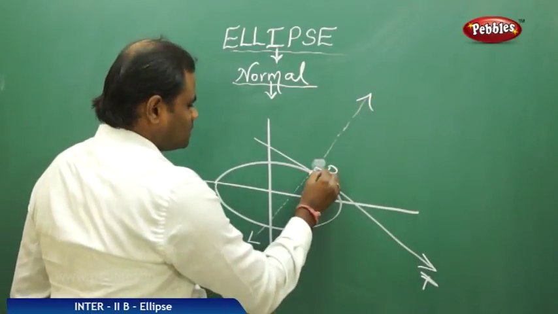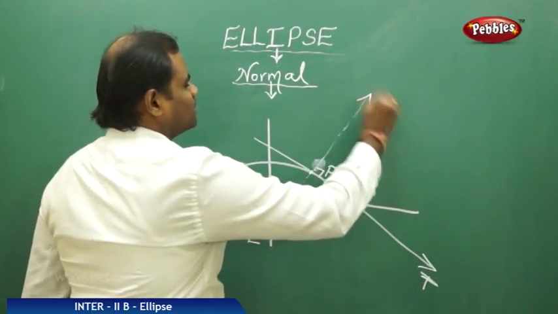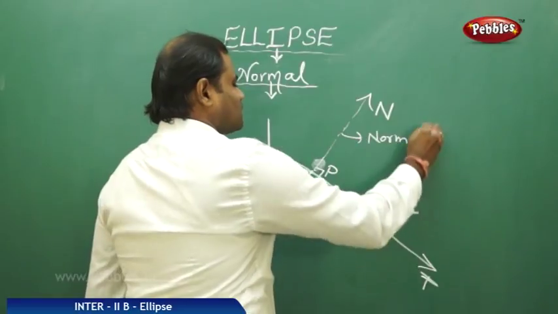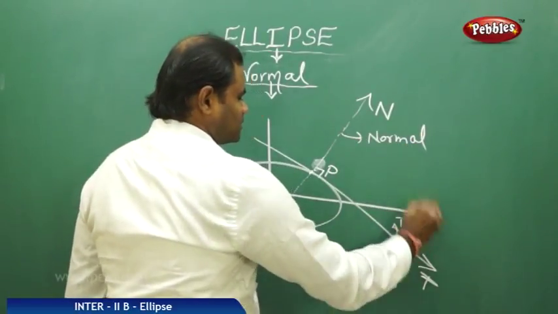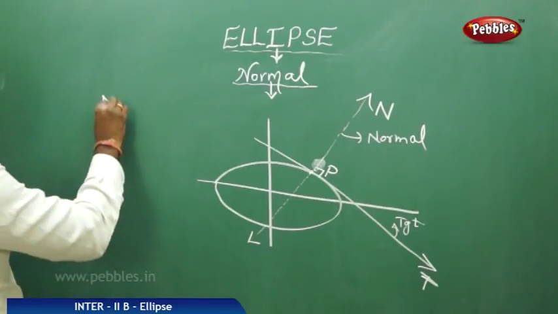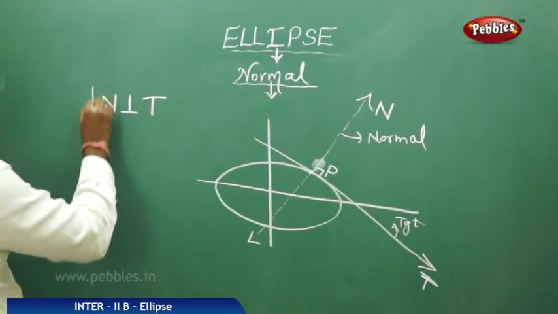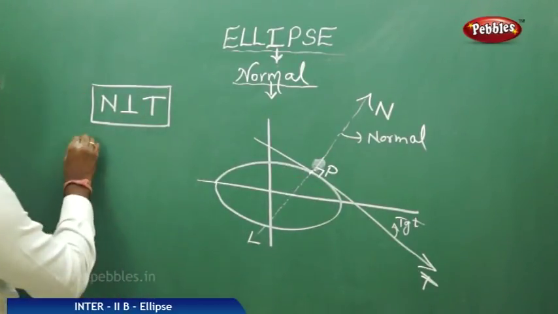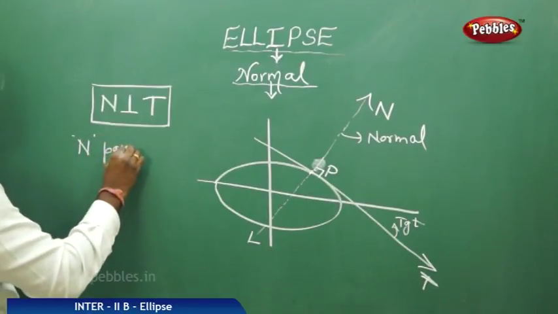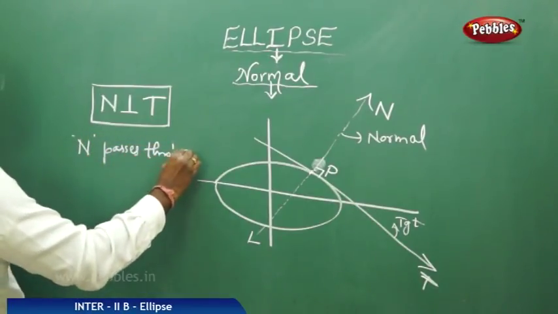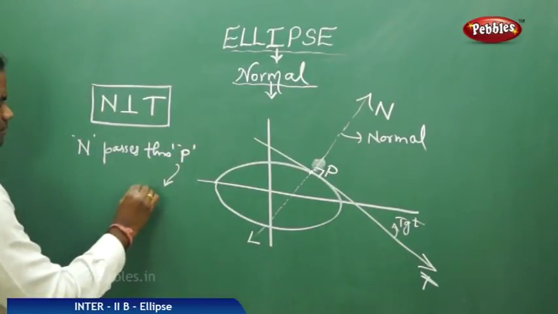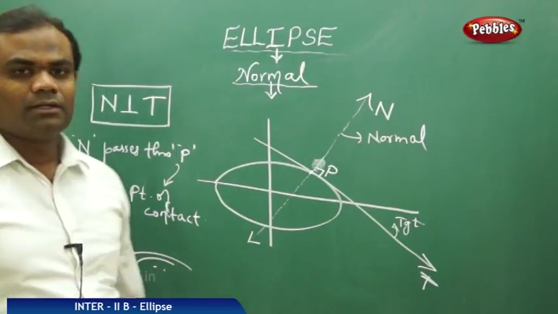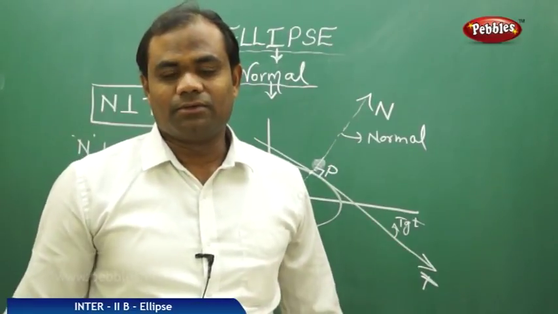Therefore, this would be the line which is passing through P and which is perpendicular to the tangent T. So here we call this the normal and we call this the tangent. Remember, the normal is always perpendicular to the tangent, and the special case is that it passes through P, the point of contact. That is how we understand the normal to the ellipse S equal to 0.